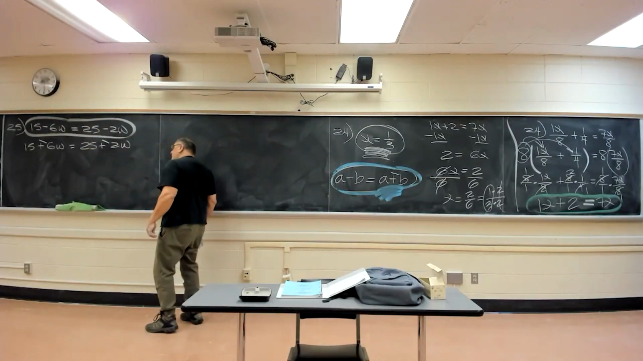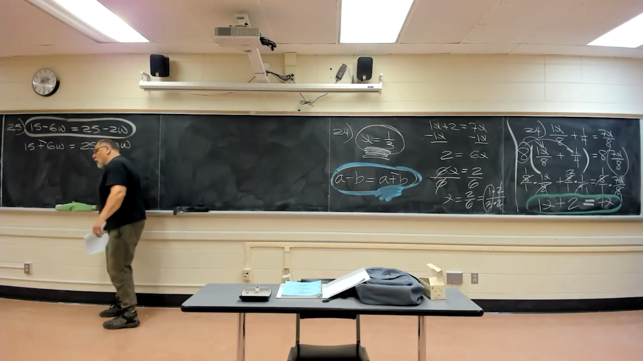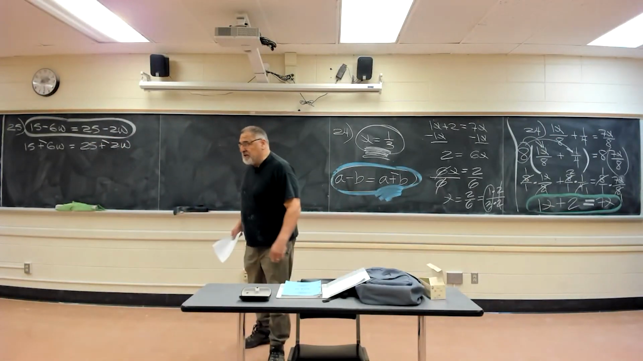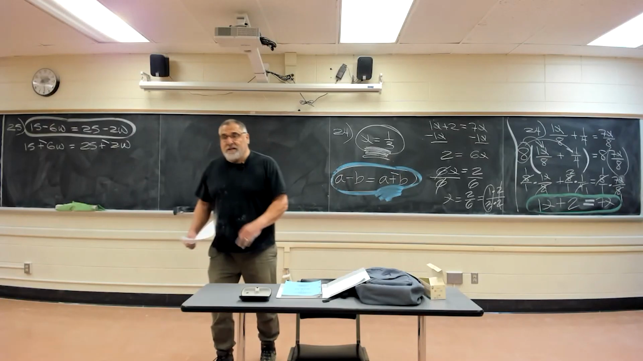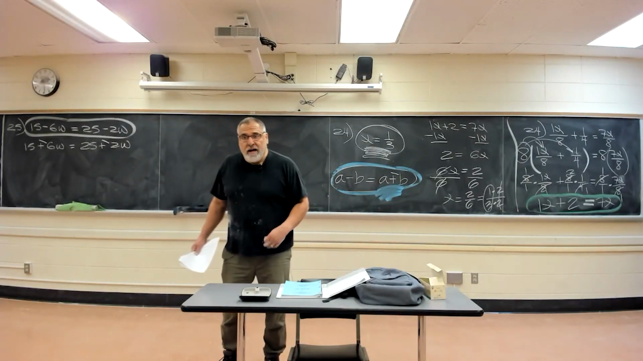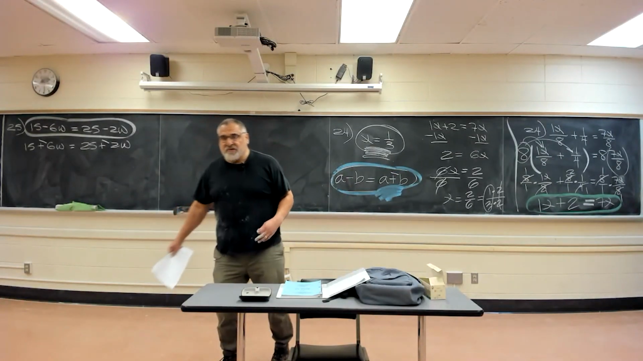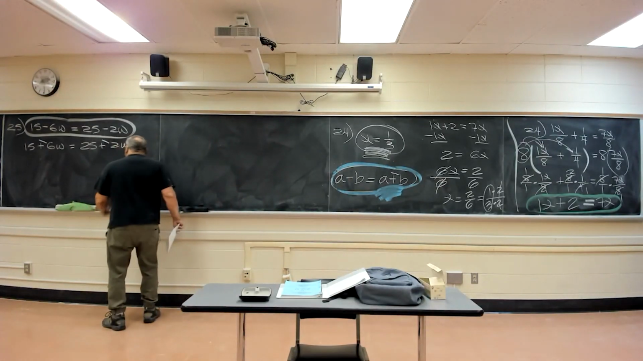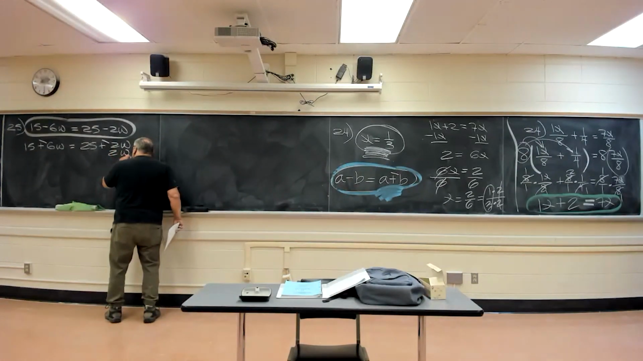Let's see how this game gets played. Let's get the w's all over to one side, and let's get the regular numbers all over to the other side. Which side is which? Doesn't matter. Get the w's either to the left or to the right, and then get the numbers to the opposite side and have the equation set up. So a number of ways we can go here. Tell you what I'm going to do. I'm going to add 2w.